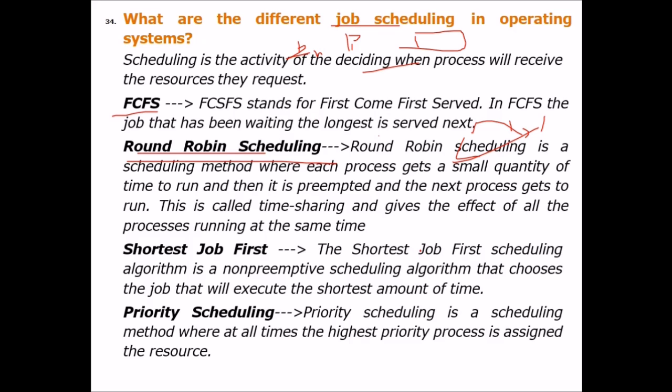Now SJF means shortest job first. The shortest job first scheduling algorithm is a non-preemptive scheduling algorithm that chooses the job that will execute in the shortest amount of time. So if you have P1 to Pn, the job which will complete in the shortest time is taken first, and likewise. And priority scheduling is a scheduling method where at all times a higher priority process is assigned the resources. Imagine in road traffic, an ambulance is coming. The ambulance is given the highest priority and others have to stop.